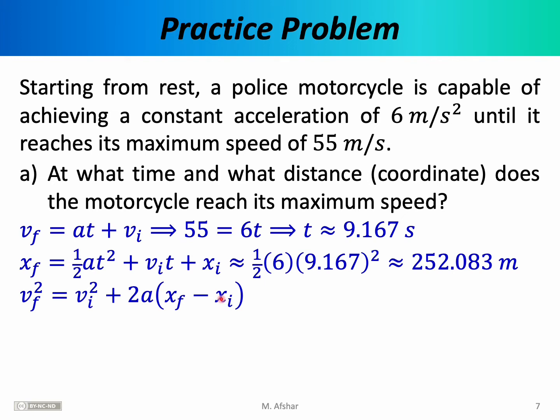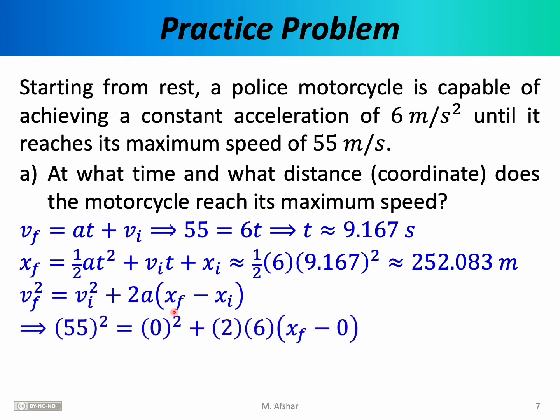If you look at this equation here, you'll notice you know what V initial is, you know what V final is, you know what acceleration is, you know what X initial is. So you could have used this equation as well to solve for X final. In fact, you can now plug in 55 for V final, 0 for V initial, the acceleration is 6, X initial is 0, and now you can solve this equation for X final, and if you do that, you'll see that you get, again, 252 meters. So it's exactly the same answer as we got before. This is a nice check on our calculations.